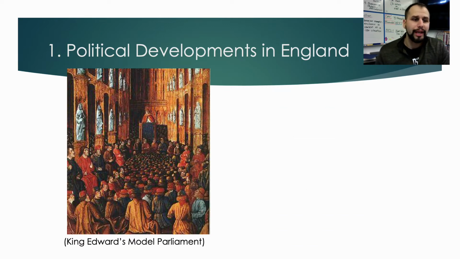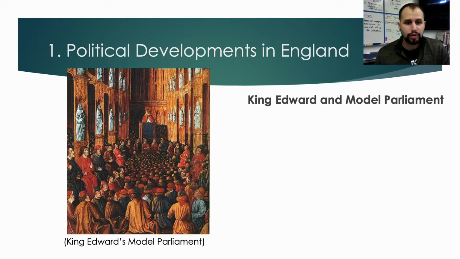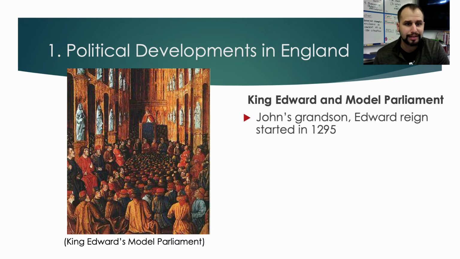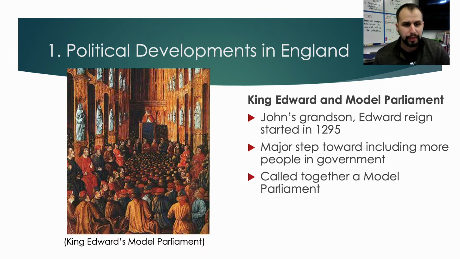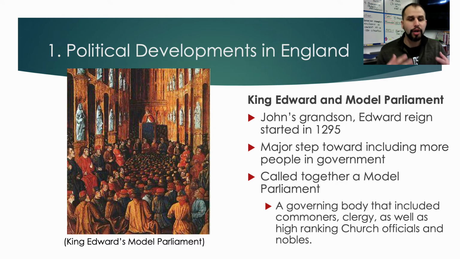So lastly, we have King Edward and Model Parliament. So this is the last kind of step of this political change. He was John's grandson. He reigned starting in 1295. He took a major step toward including more people in government. He called together what was known as a model parliament, and in this model parliament, he included commoners, low-level clergymen, as well as high-ranking church officials and nobles in the decision-making process of the laws and rules of the kingdom.